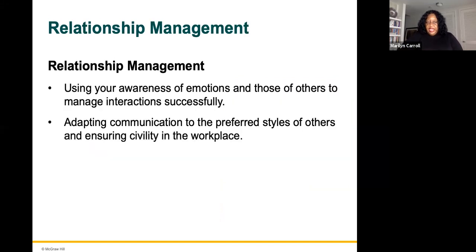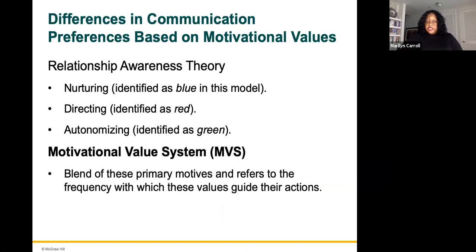So relationship management: using your awareness of emotions and those of others to manage interactions successfully. It's relationship management. Also, adapting communication to the preferred styles of others and ensuring civility in the workplace. Relationship awareness theory is nurturing, identified as blue in this model, directing, identified as red, and automaticizing, identified as green.